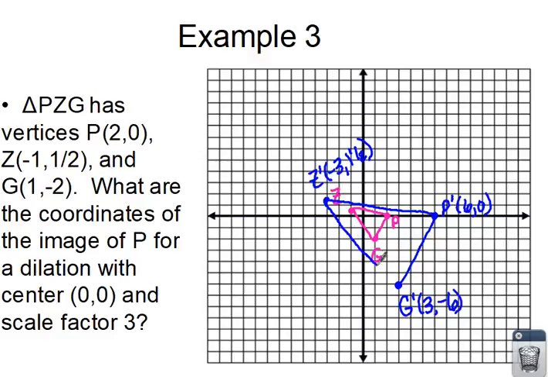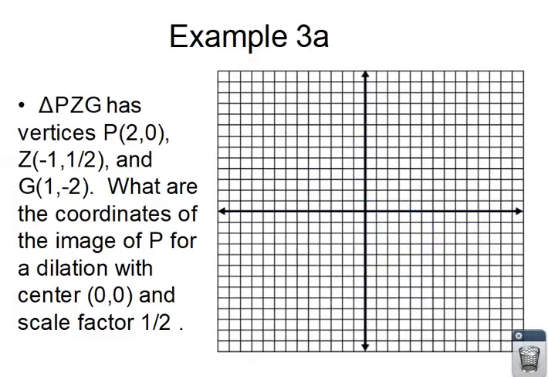Okay, so that triangle got 3 times bigger. That actually means its area gets 9 times bigger. If you want to know that, I can show you how to do that. Alright, one more. Same triangle, so we'll go P, and then Z, and then G. Alright, there's my triangle to begin with.